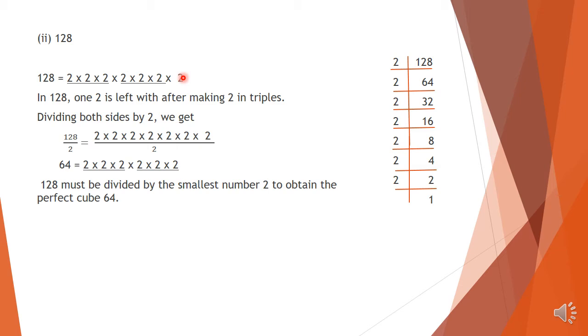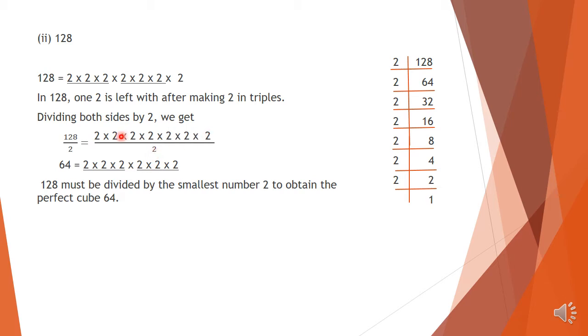So here, when we have the question, which number do we have to divide? This left out number we have to think about, and it is to be removed by division. So in 128, 12 is left after making 2s in triplets. Dividing both sides by 2, we get 128 divided by 2 is equal to whatever we have on the right side, and that divided by 2. So this 2 and here 2 get cancelled.